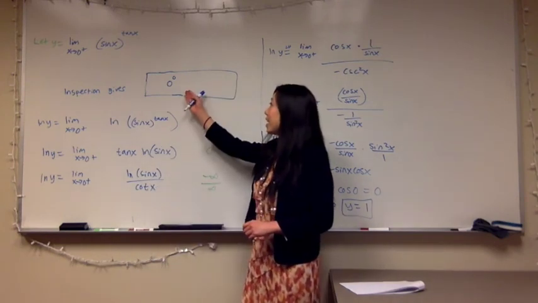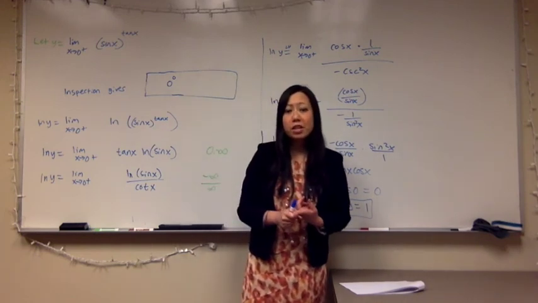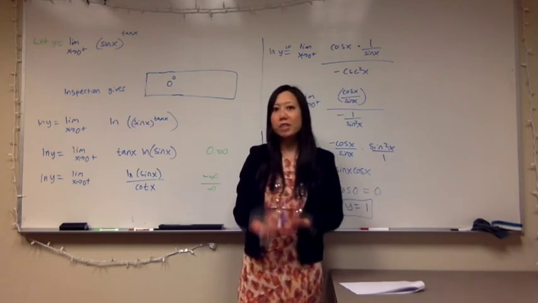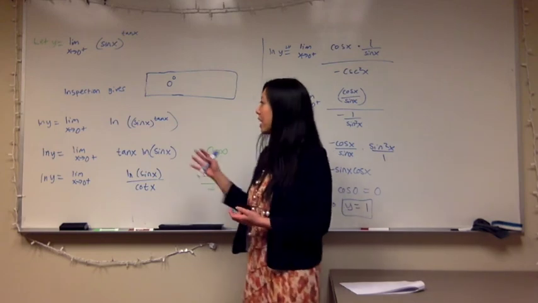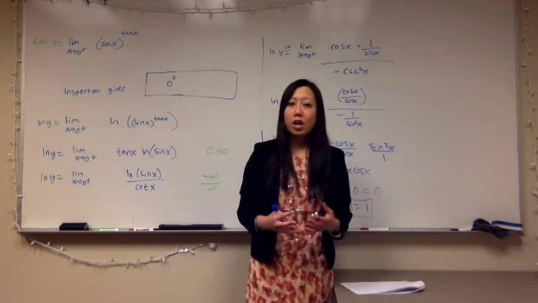Again, if I start with inspection and I get 0 to the 0, don't assume it's 0. Don't assume it's 1. That's an indeterminate form, which means we cannot determine the limit as is, and we have to do L'Hopital eventually to be able to determine what the limit is.